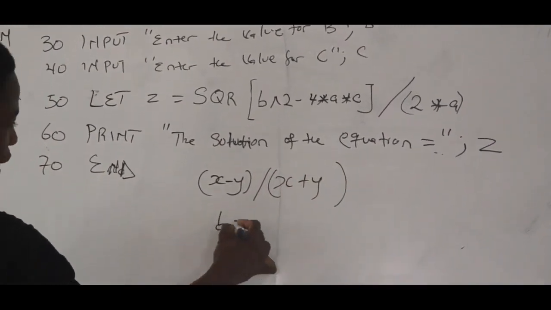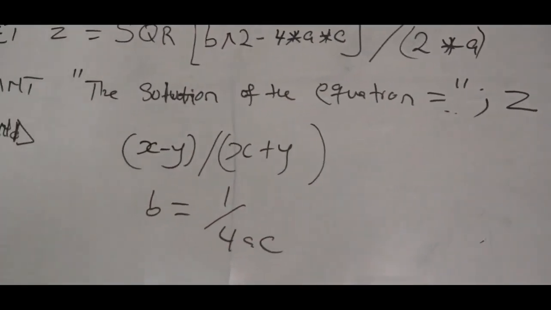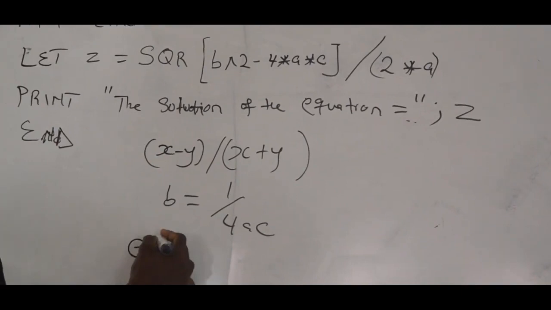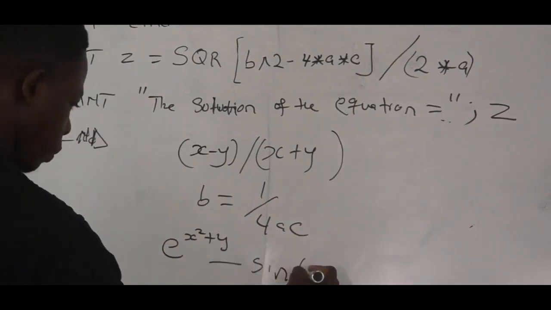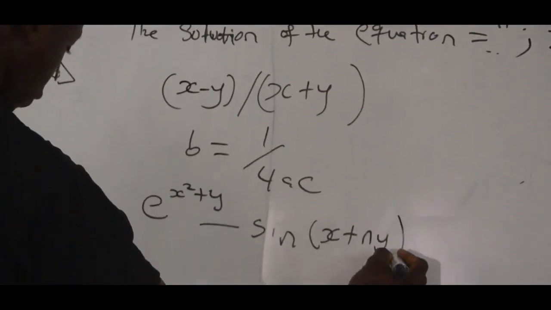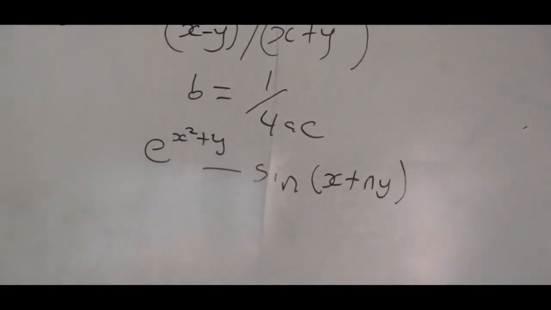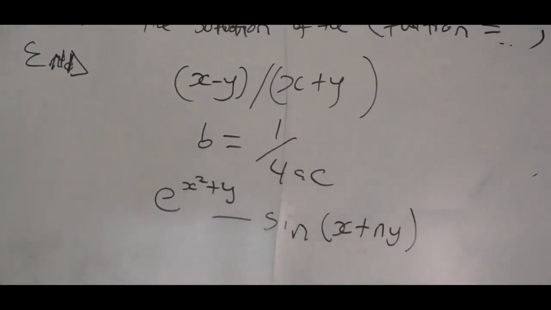We still have something like b equal to 1 over 4ac. And the last we are going to treat today is e, which is x squared plus y minus sine open bracket x plus y, then close the brackets. So these three, we are going to solve them with a BASIC program.